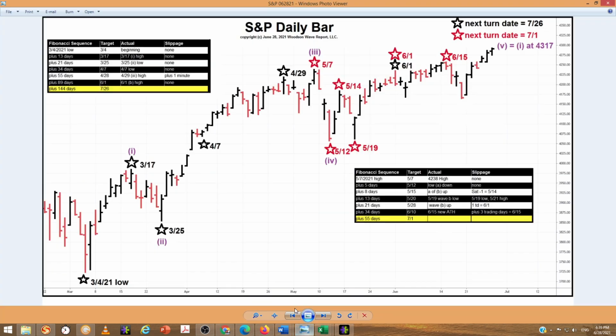Let's take a quick review of our S&P daily bar. You can see our turn dates there. The market is spinning and turning on these turn dates from 2 different dates, one from the 3-4 low and one from the 5-7 high. We look for this thing to go up into the July 1st turn date, and we'll see what happens from there.